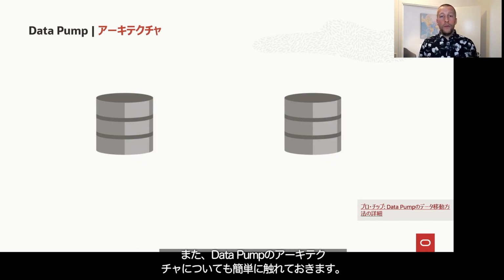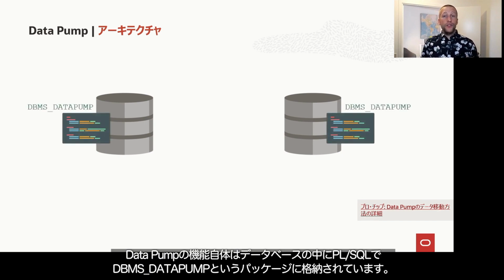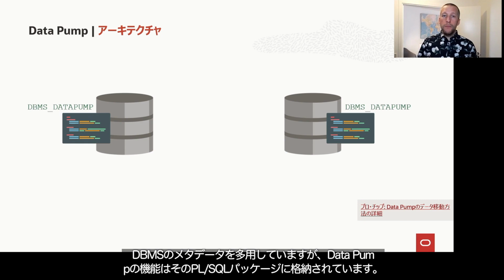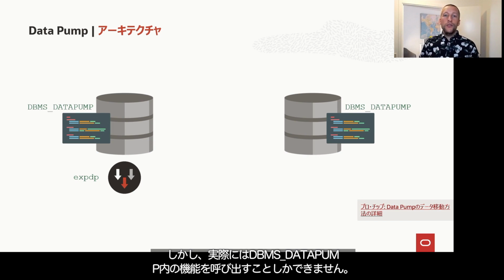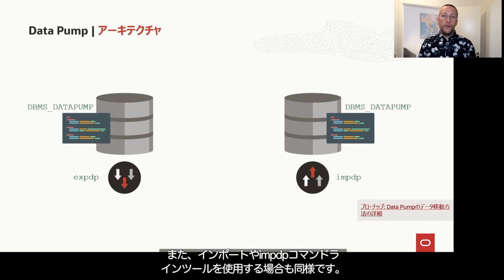Also, let me briefly touch upon the architecture of Data Pump. The Data Pump functionality itself is stored inside the database in PL/SQL in a package called DBMS_DATAPUMP. It uses DBMS_METADATA a lot, but the Data Pump functionality is stored in that PL/SQL package. When you have to do an export, you can use the utility expdp as a wrapper or cover for the Data Pump functionality, but all it does is actually to call functionality inside DBMS_DATAPUMP. And it's the same with the import and when you use the impdp command line tool.